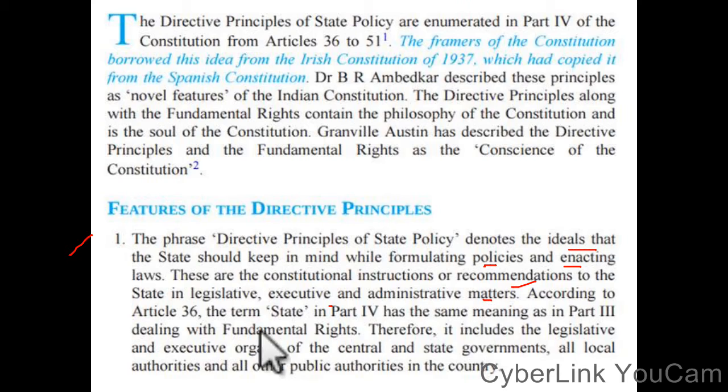According to Article 36, the term state in Part 4 has the same meaning as in Part 3, dealing with fundamental rights. Therefore, it includes the legislative and executive organs of the central and state governments, all the local authorities and all other public authorities in the country.